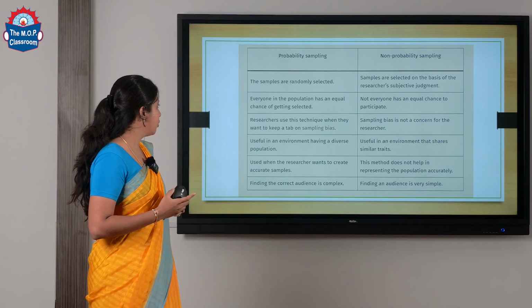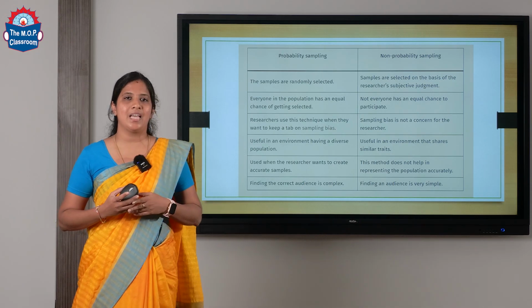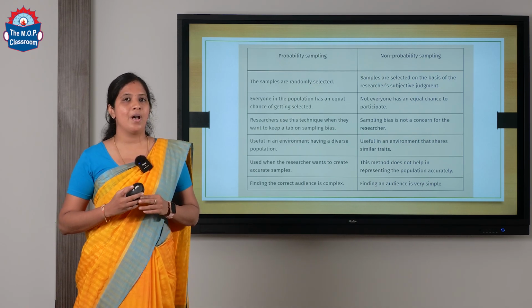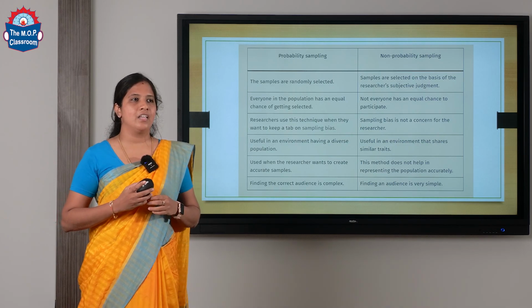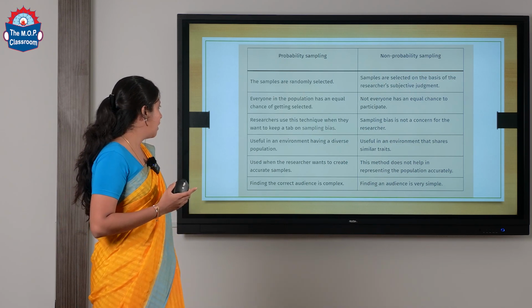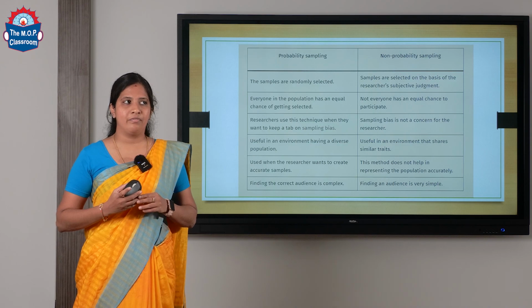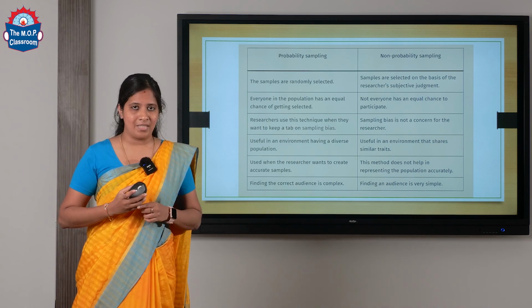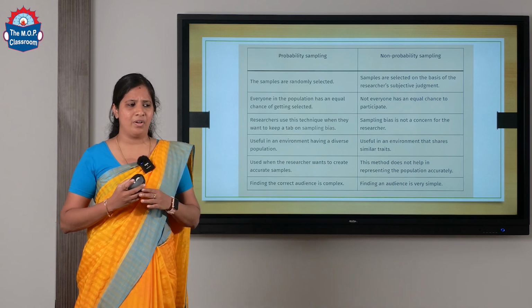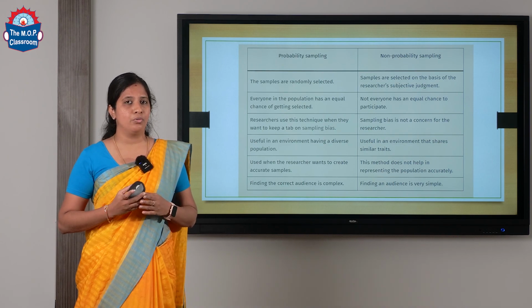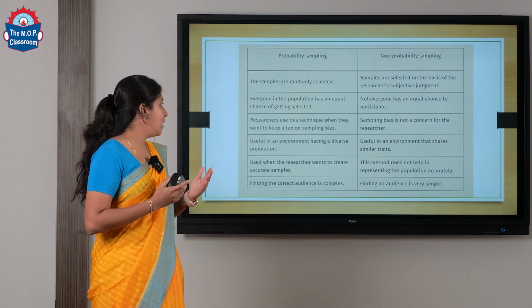The third point is that researchers use this technique when they want to keep a tab on sampling bias. If you don't want to be biased about your sample, then you have to choose probability sampling, and if you can accept some bias in your sample, non-probability is fine. The fourth point is that when the population has diverse characteristics, like different age groups, income or occupation, then you have to use random sampling.